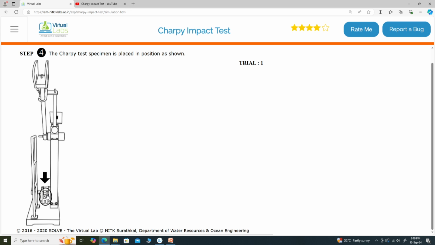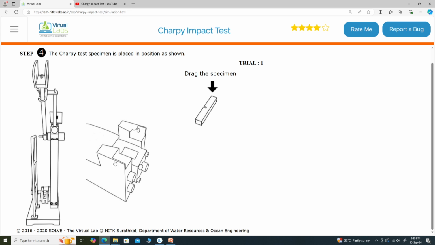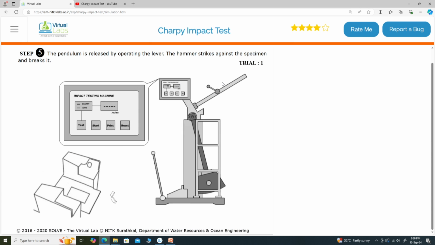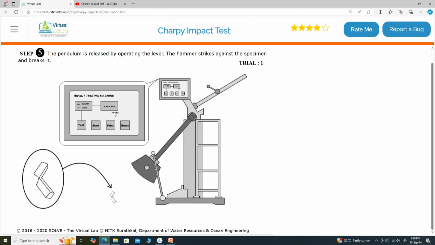So this is my specimen holding vise, and on this vise I will drag the specimen and put it here just as a simply supported beam. Let us go for trial 1. Now I have to release the load. Specimen is broken. It will show us the energy that is absorbed here.